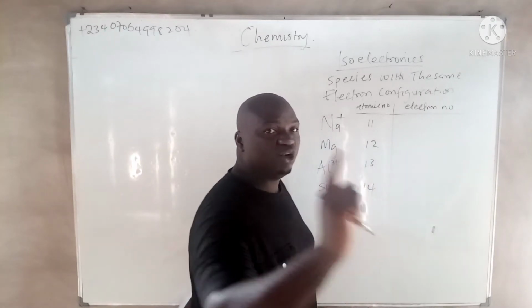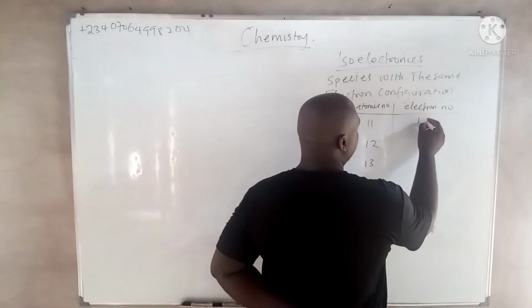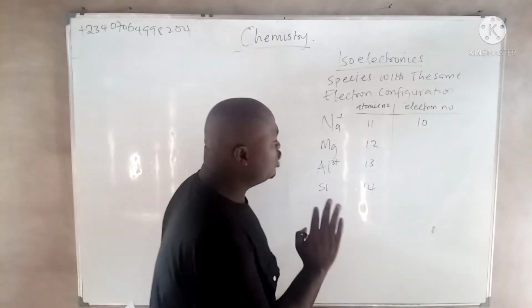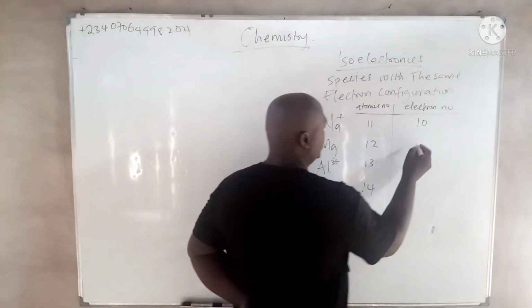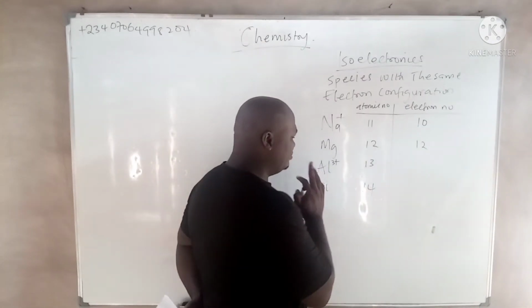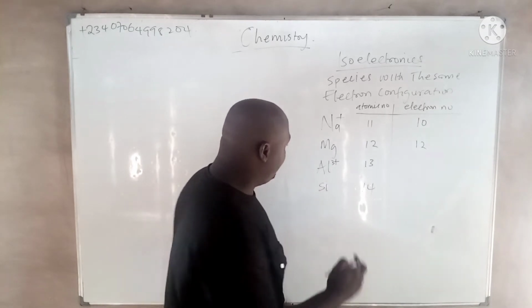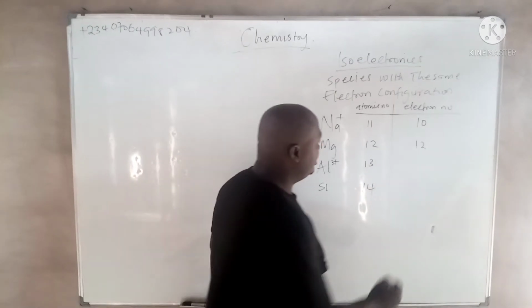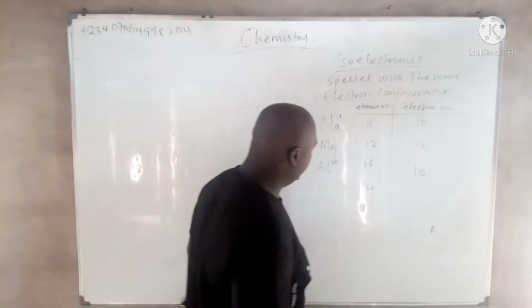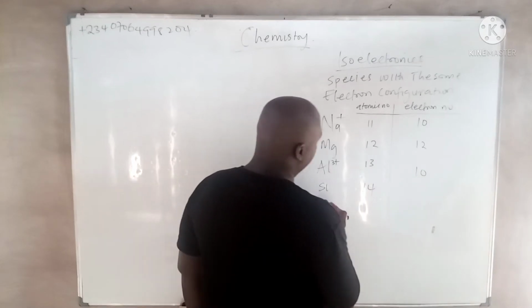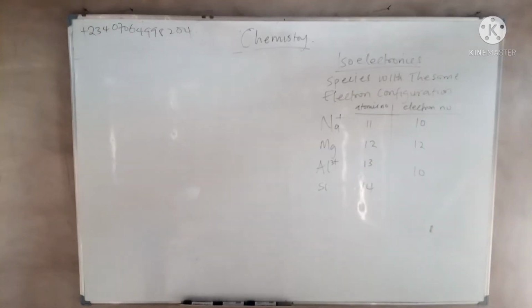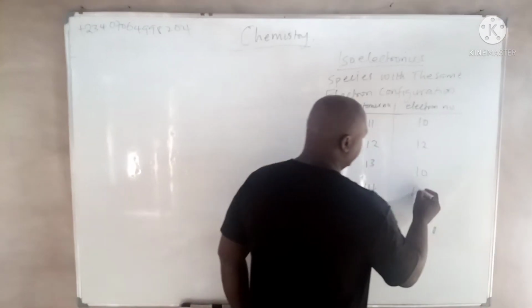This is sodium, but it has lost 1 electron. Therefore, it will be 10 electrons here. This is magnesium. Magnesium will not lose any electrons. It's still an atom here. And so we have 12 here. The atomic number of aluminium is 13, but it lost 3 electrons. Therefore, it now has 10 electrons. Silicon, as you can see, is number 14, and it didn't lose any electron, and so I will just write 14.